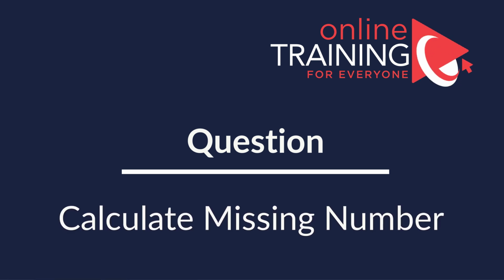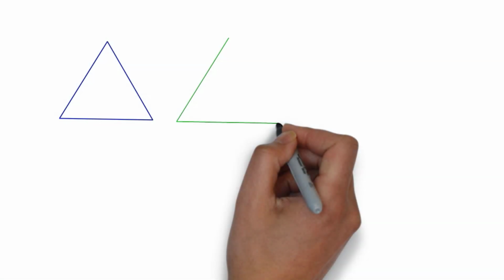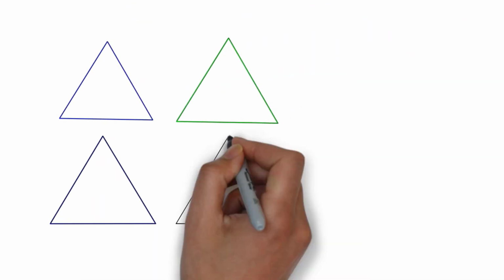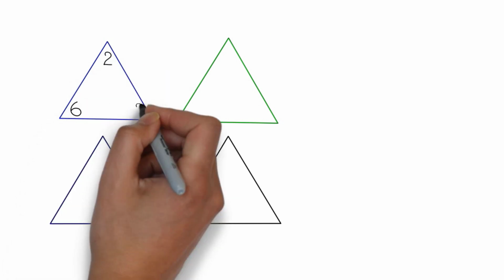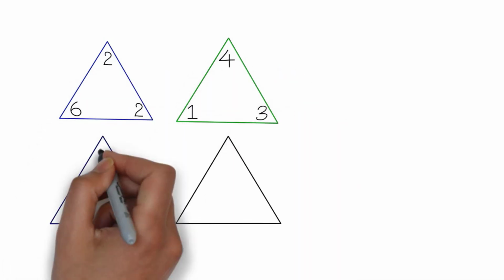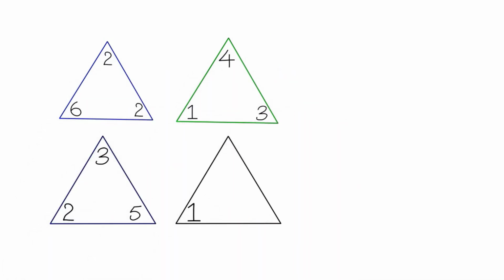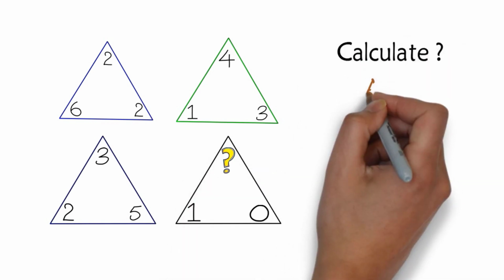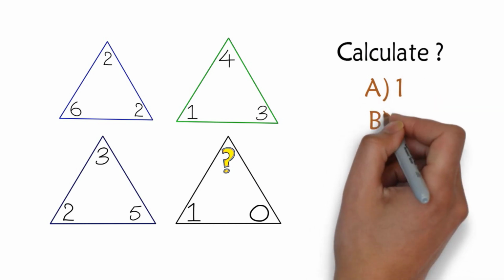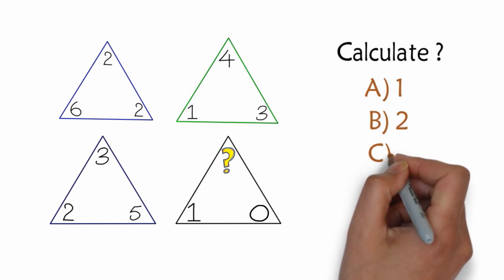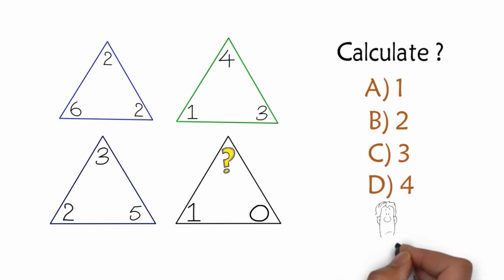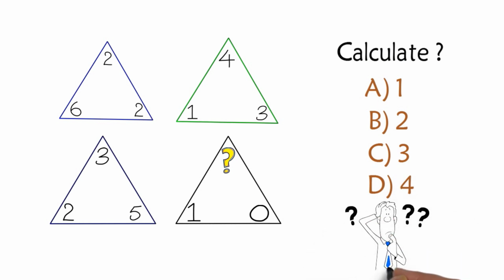Here's another puzzling question you might find difficult to solve. You're presented with 4 triangles. Each triangle has a number in the corner. And you need to calculate one of the missing numbers in the upper corner of the black triangle. You have 4 different choices. You have choice A, 1, choice B, 2, choice C, 3, and choice D, 4. Can you determine the answer? Let's continue to see how we can solve this challenge together.